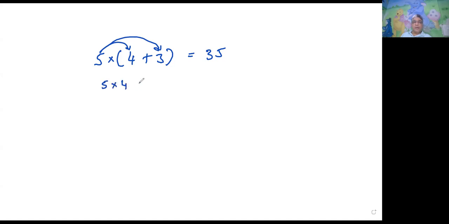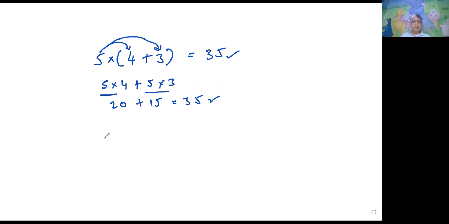So let's try this. 5 into 4 plus 5 into 3. According to BODMAS, you do multiplication first, so you get 20 plus 15. What do you get? 35. Correct. So it is called distributive. Multiplication is distributive over addition.